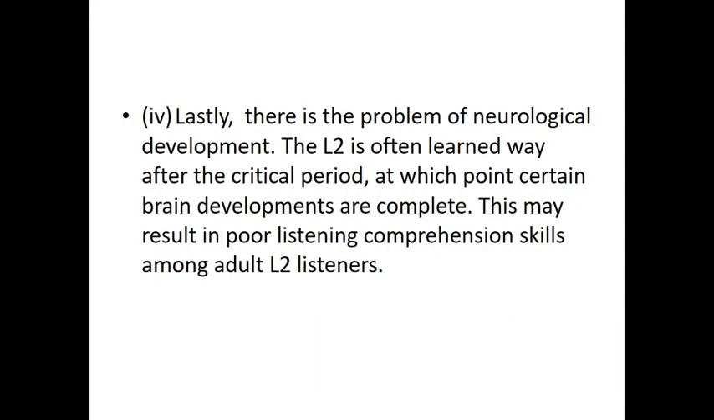So lastly, there is the problem of neurological development. Second language is often learned way after the critical period, at which point certain brain developments are complete. That means they may try to learn as adults or as teenagers. Some research argues that the second language should be introduced when they are children. This may result in poor listening comprehension skills among adult second language listeners because the brain is already developed. But there is another argument, that adults have a well developed brain, so they have the capacity to learn a second language.